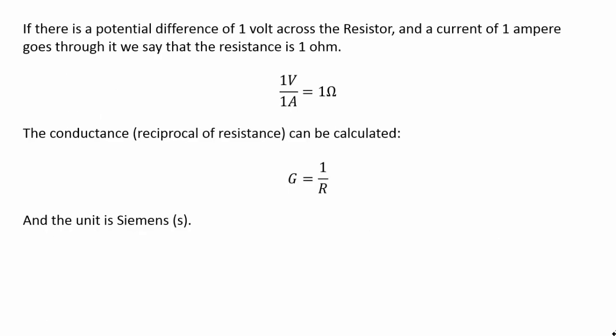If there is a potential difference of 1 volt across the resistor and a current of 1 ampere goes through it, we say that the resistance is 1 ohm. You can see that on your screen. The conductance, or reciprocal of resistance, can be calculated by basically just saying G equals 1 divided by R, and the unit is Siemens.